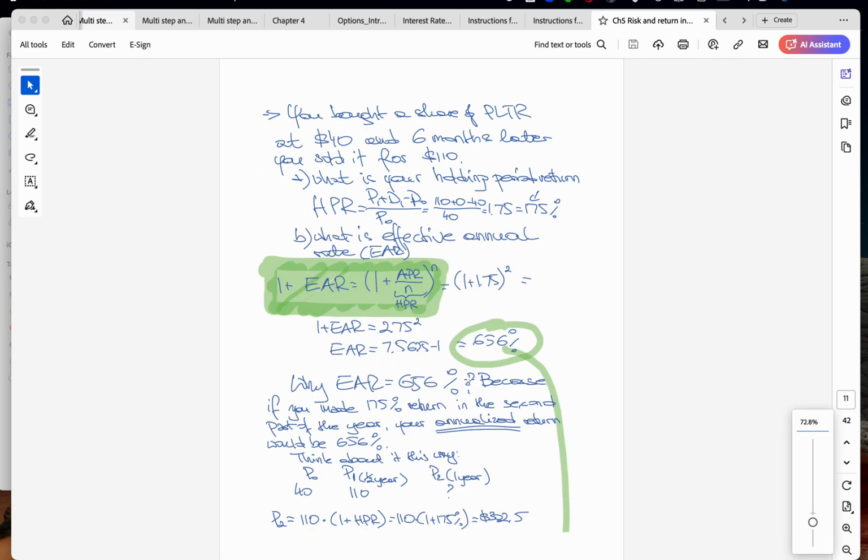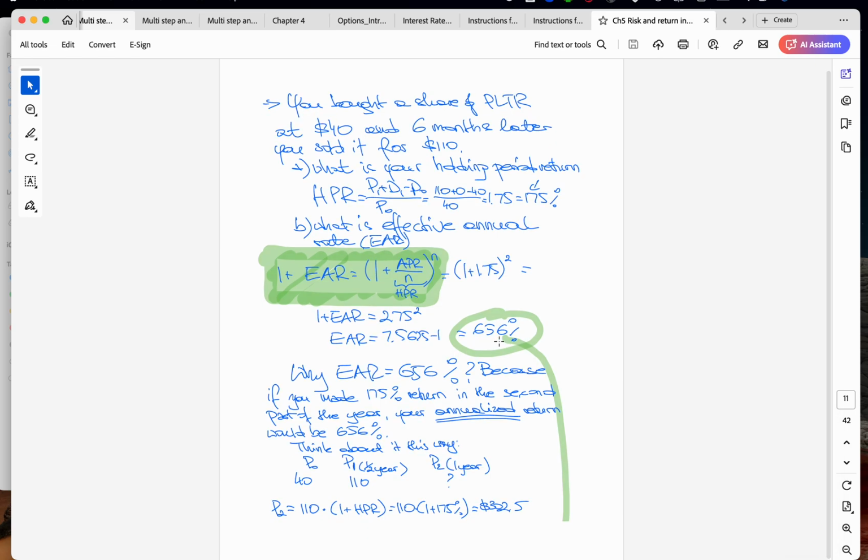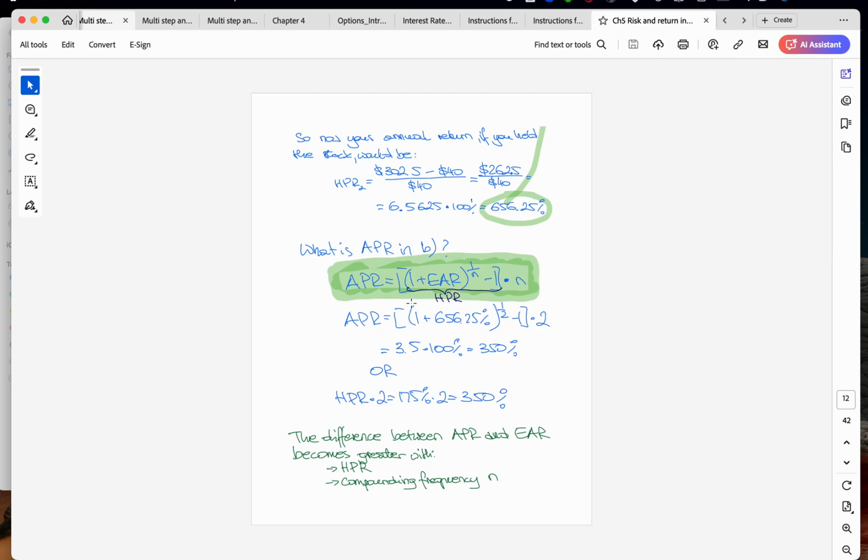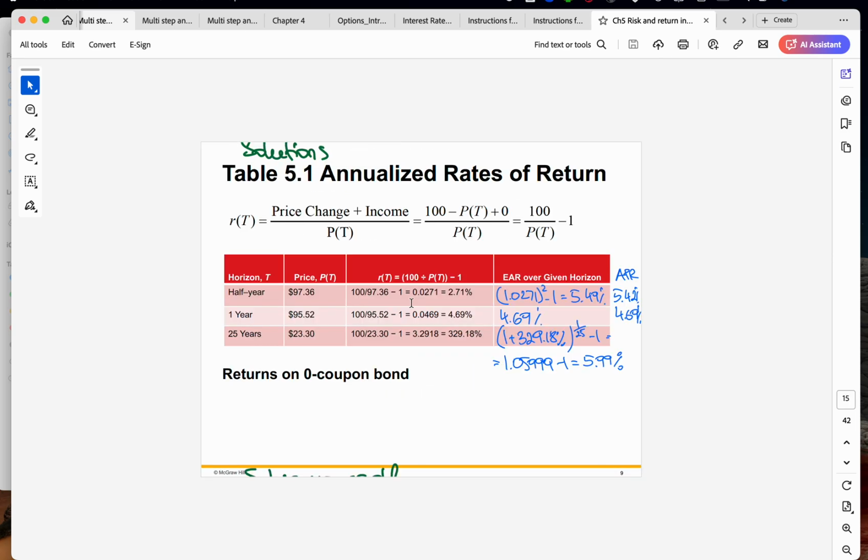I have added some extra notes about what this EAR at 656% means, as opposed to the APR of just 2 times 1.75. I also included some examples that will also be at the end of your book, how to compound returns that are less than a year, but also how to take an average using the same method of returns over a year, okay?